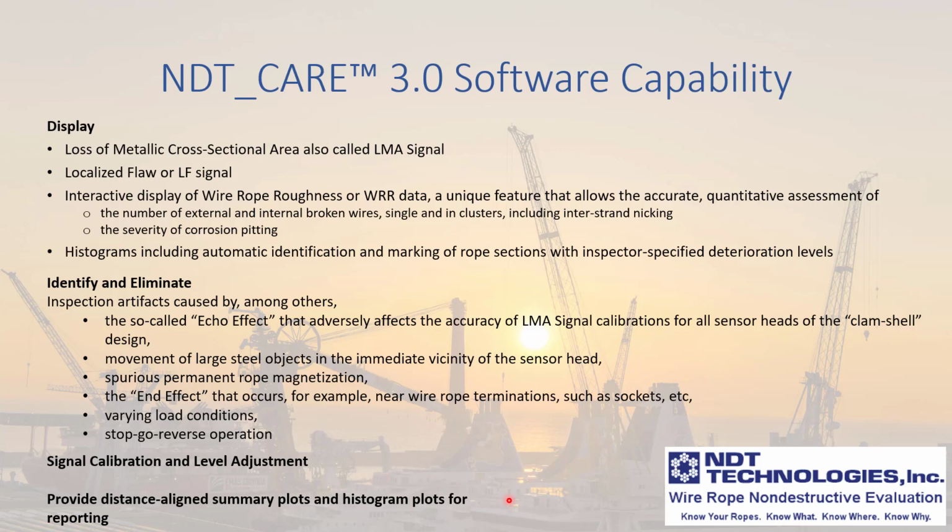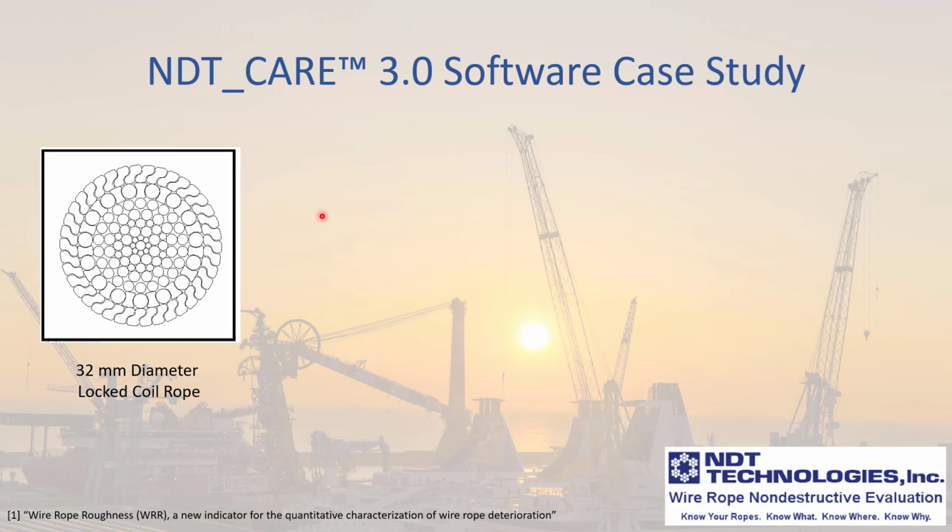for reporting. In terms of a case study, we are going to investigate a 32 millimeter diameter locked coil rope. I refer you to the paper cited at the lower left-hand corner of the screen for more details about this case study and a comprehensive background on wire rope roughness.